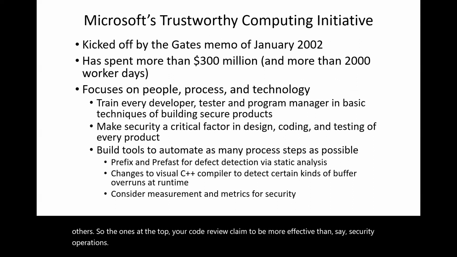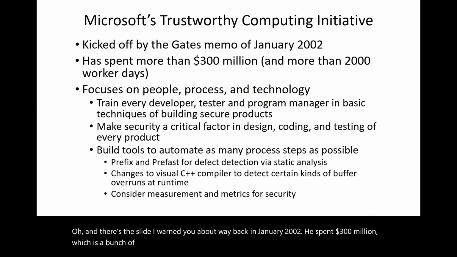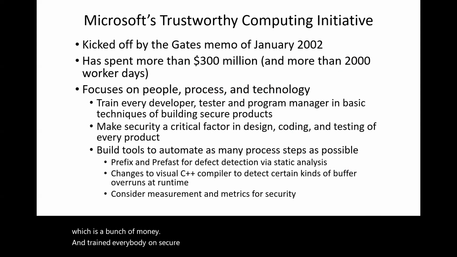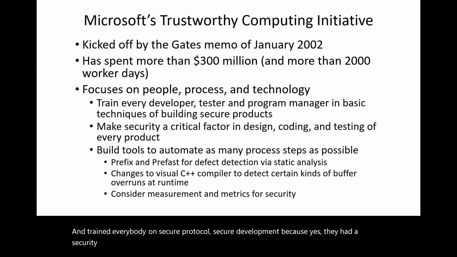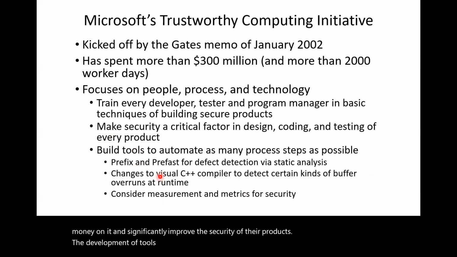Oh, and there's a slide I warned you about way back in January 2002. They spent $300 million, which is a bunch of money, and trained everybody on secure development, because, yes, they had a security problem. And they went out and they fixed it. They spent a lot of time and a lot of money on it and significantly improved the security of their products. They developed a bunch of tools to help doing that.